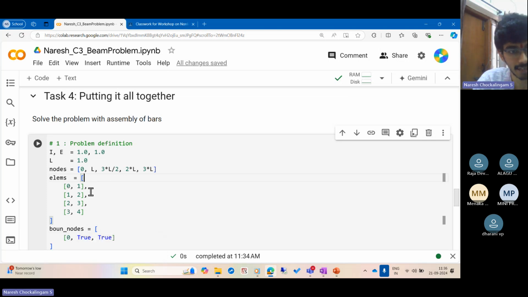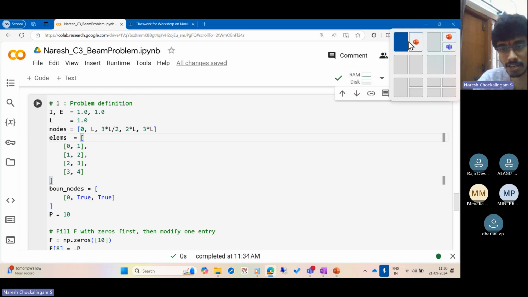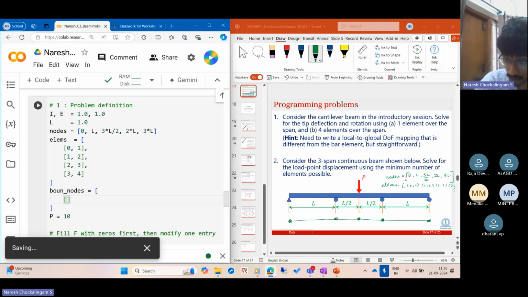What are the elements? Same thing. Element connectivity is not going to change. It is the same: 0, 1, 1, 2, 2, 3, and 3, 4. Now tell me the boundary conditions. I'll put it in split screen, and I'll erase this, so you can tell me: what are all the boundary conditions?